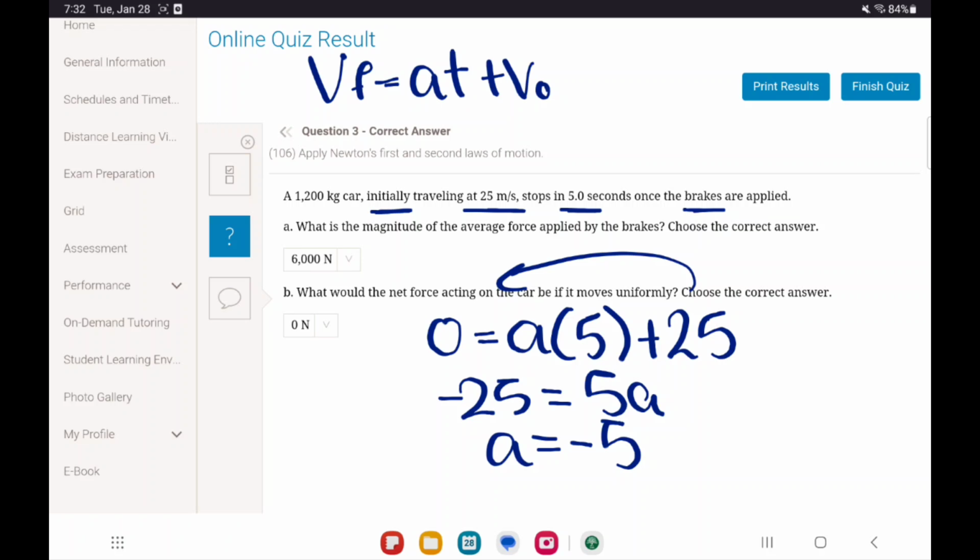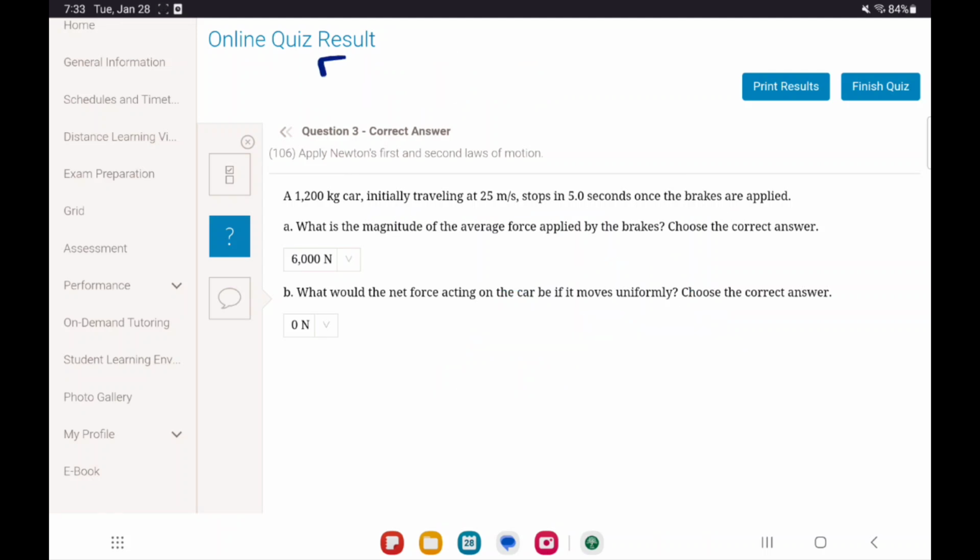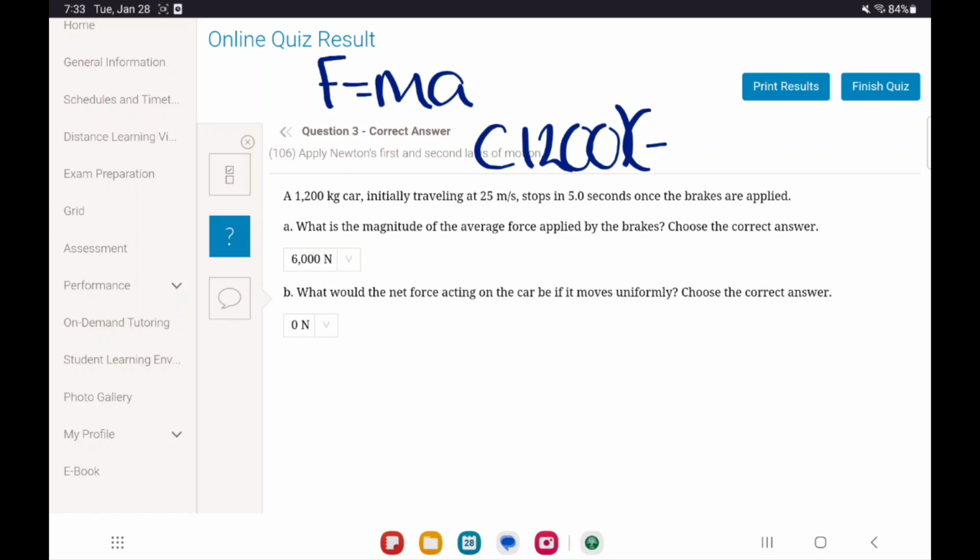Here, like I said, we can have a negative acceleration actually. So let's remember that. Now we go back to the formula that states F equals ma. We have our m, which is 1200, and we have our a, which is negative 5. Let's do it on our calculators. So 1200 times negative 5, and you get negative 6,000.